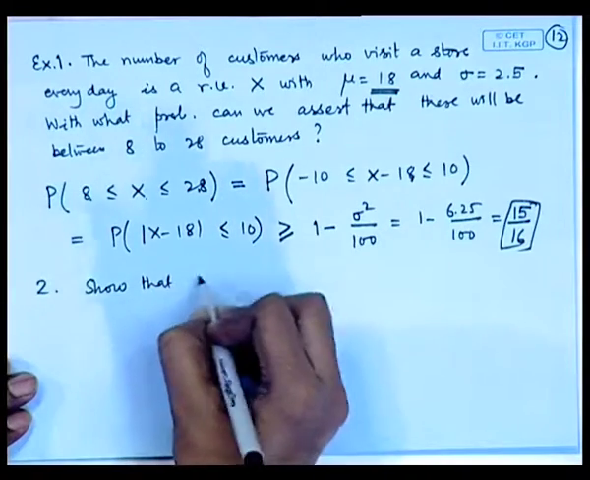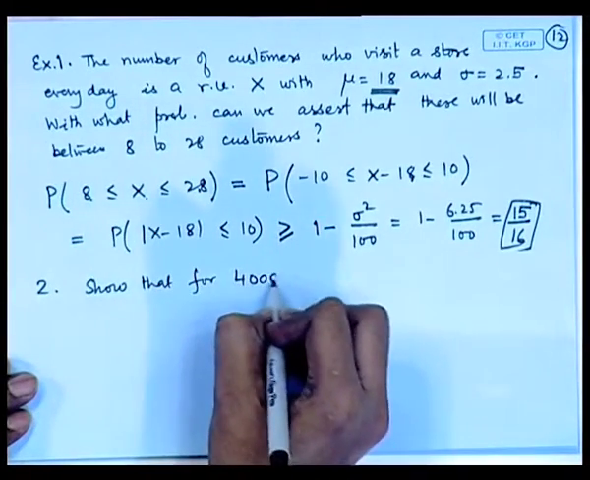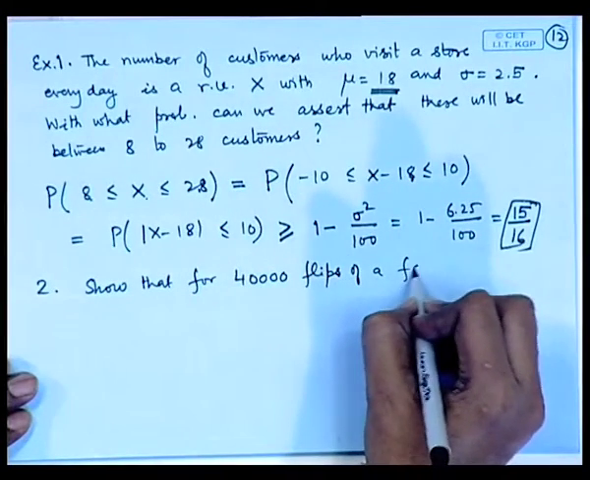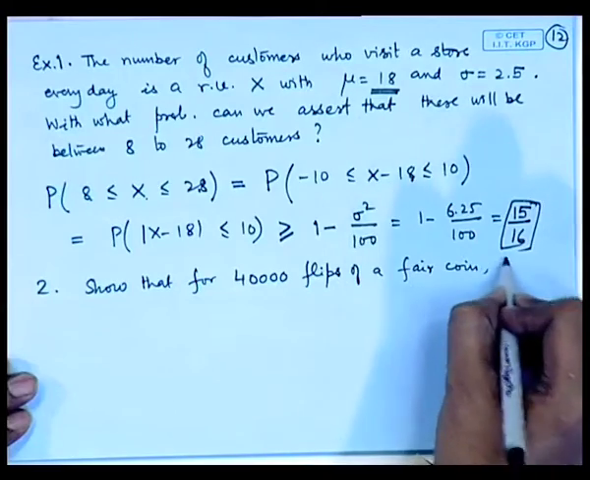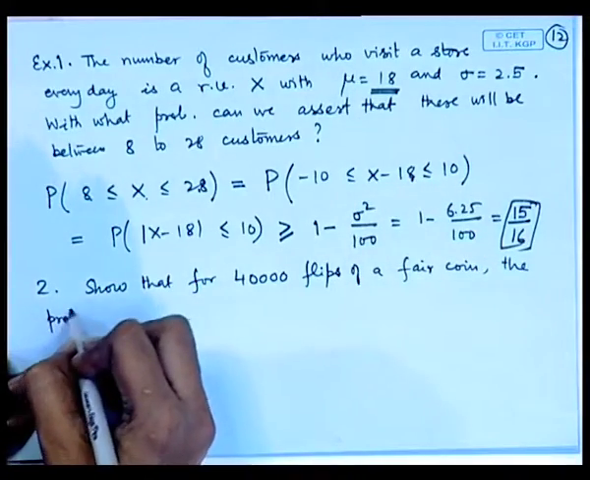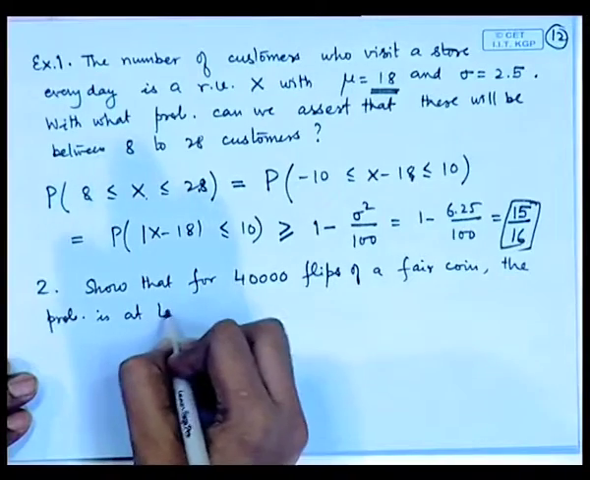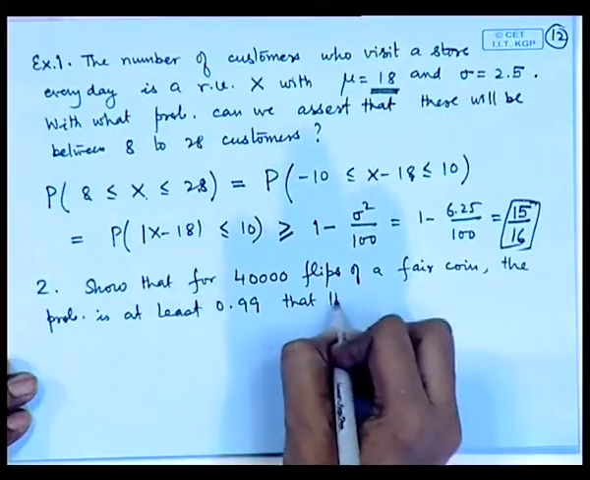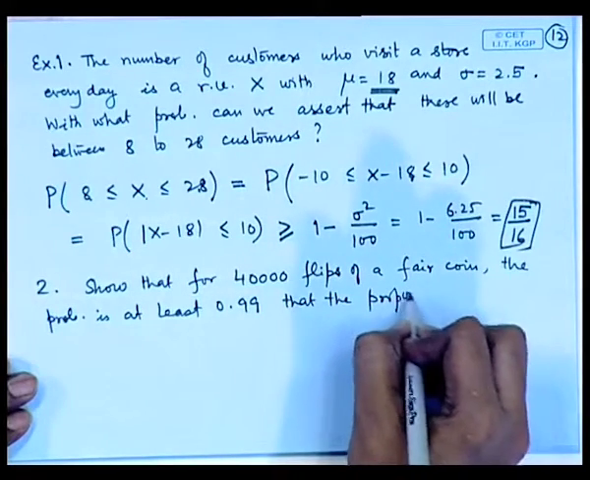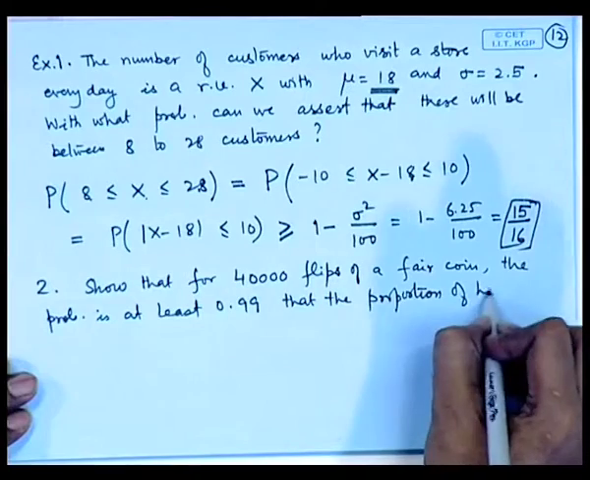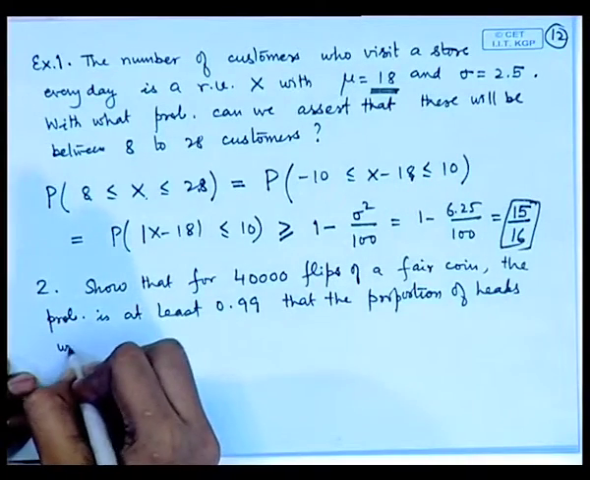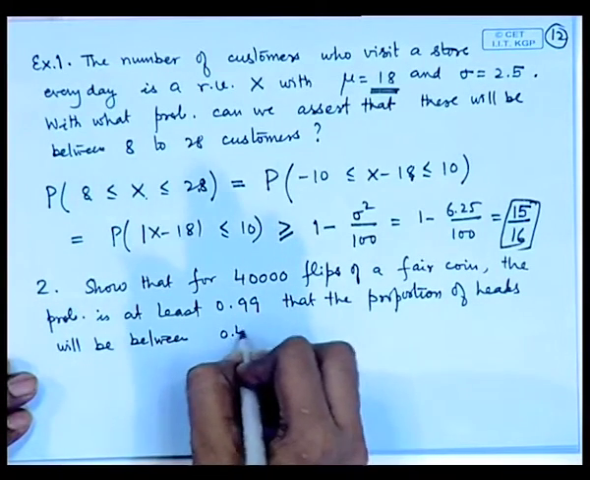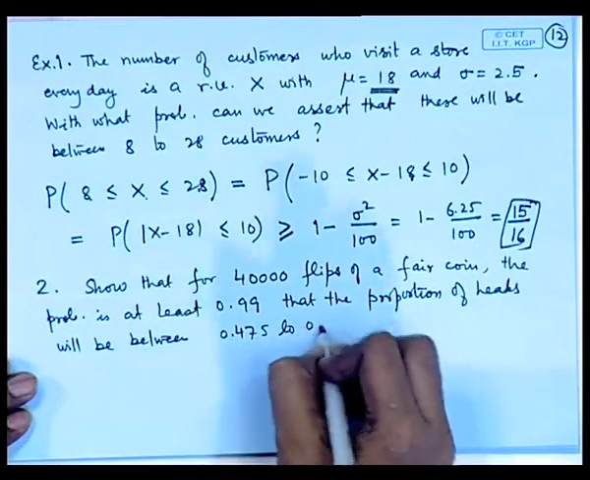Show that for 40,000 flips of a fair coin, the probability is at least 0.99 that the proportion of heads will be between 0.475 to 0.525.